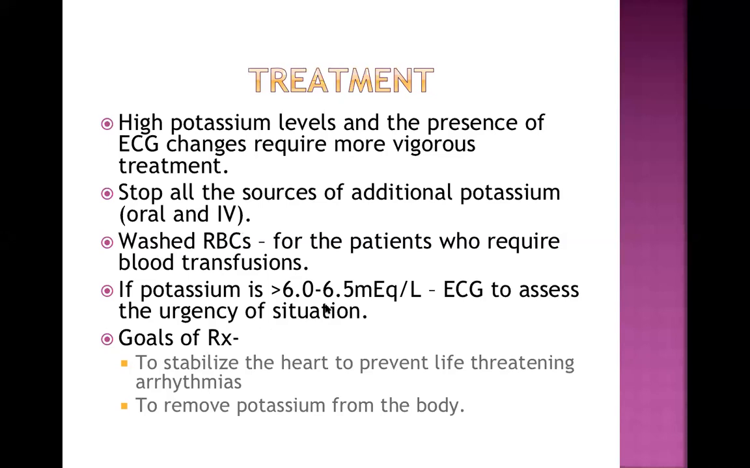If potassium is more than 6 to 6.5, do an ECG quickly and try to see whether the ECG already has features of hyperkalemia or not. The goal is to stabilize the heart in the beginning, and another goal is to remove potassium from the body. So these are the two important goals.